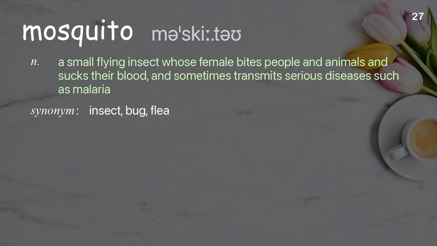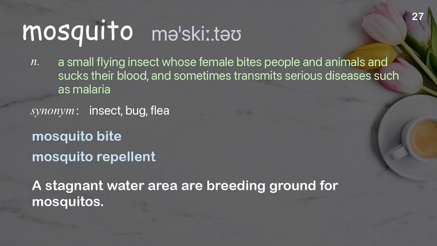Mosquito. A small flying insect whose female bites people and animals and sucks their blood, and sometimes transmits serious diseases such as malaria. Examples: Mosquito bite. Mosquito repellent. A stagnant water area or breeding ground for mosquitoes.